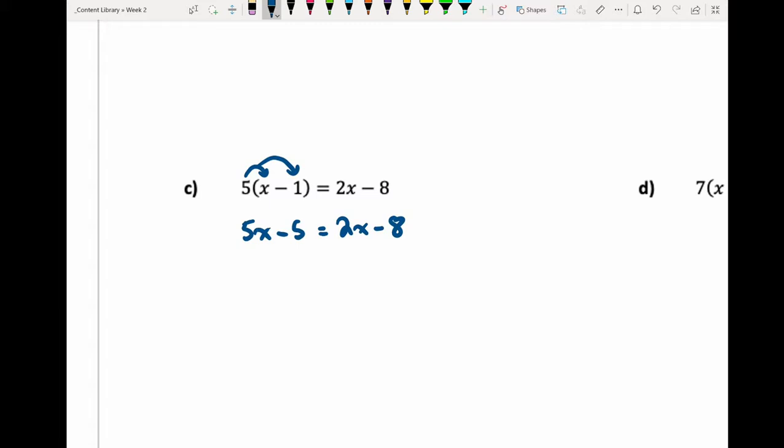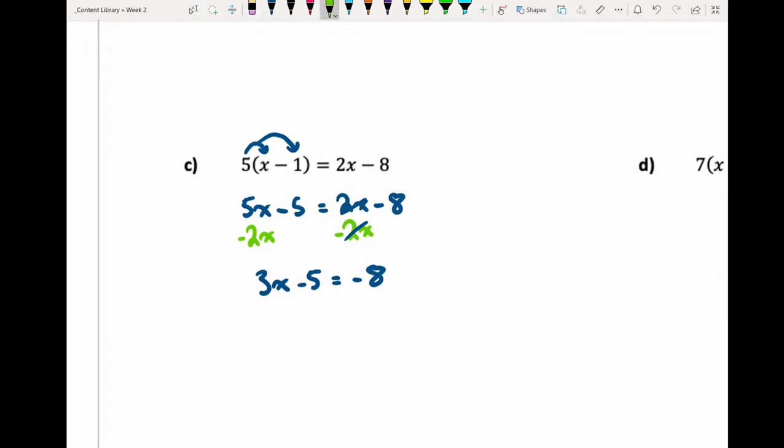Here, again, we have multiple variable terms, so I have x's on both sides of the equal sign, and I want to get them only to one side. So I'm going to work at canceling one side out. I'm going to pick getting rid of the 2x. So I'm going to subtract 2x. I'm going to do the same thing to the other side to balance it out. It'll cancel out on one side, and I'm left with 3x minus 5 equals negative 8.